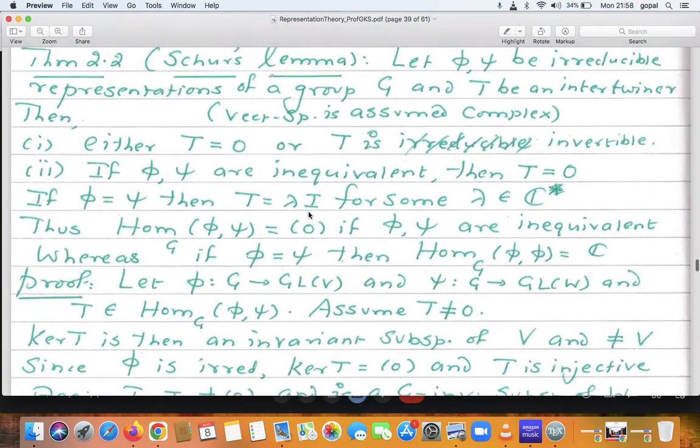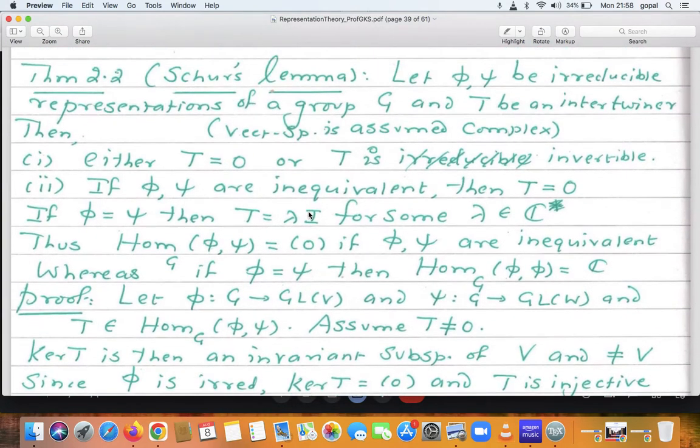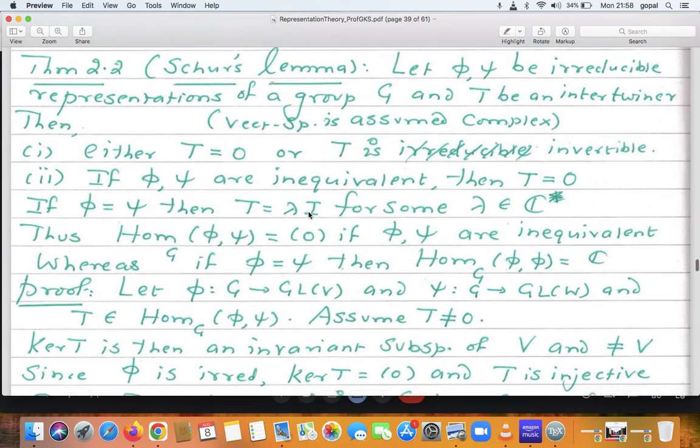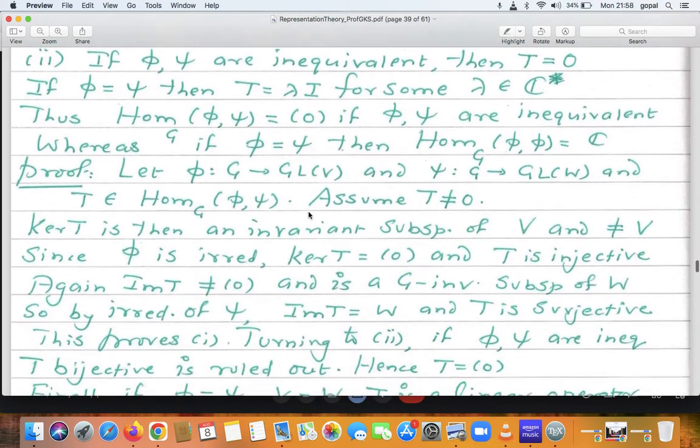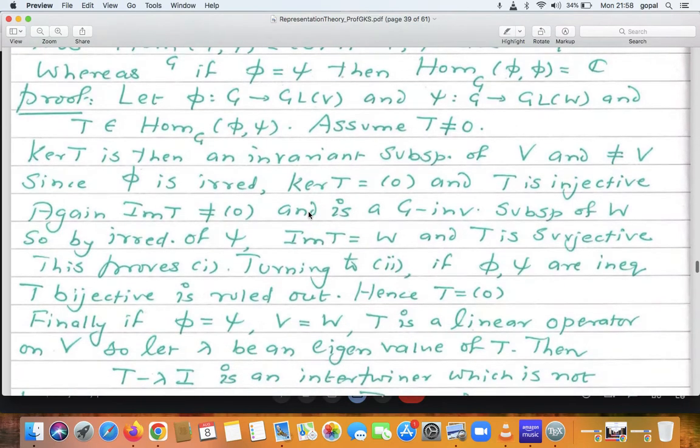Remark: this Schur's lemma is going to play a very critical role in what follows. Despite its paramount importance, the proof is pretty easy. We are happy: a very important theorem but a very easy proof. So phi and psi are representations, G to GL(V) and G to GL(W), and T is an intertwiner. Assume that T is not equal to 0.